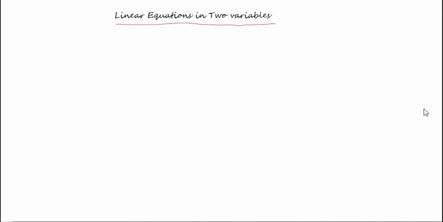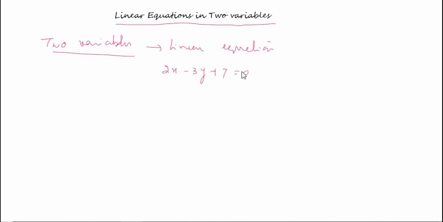Let us start a new chapter, linear equations in two variables. Now, equations in two variables, as the name suggests, will have two variables. But this will be a linear equation. Let us take an example. Say 2x minus 3y plus 7 equal to 0.